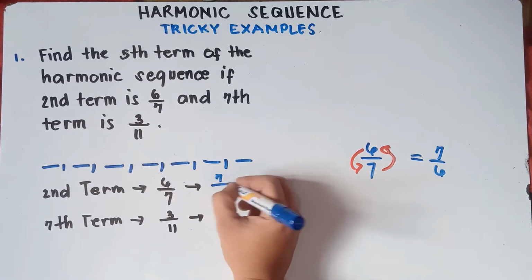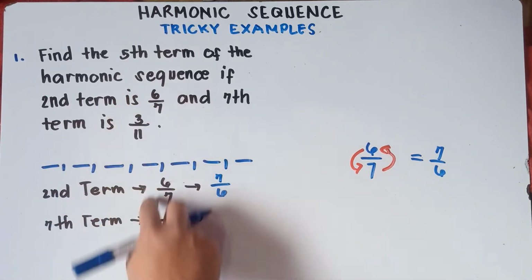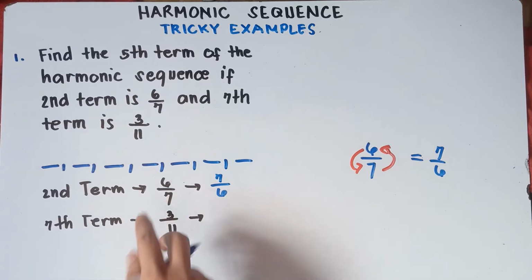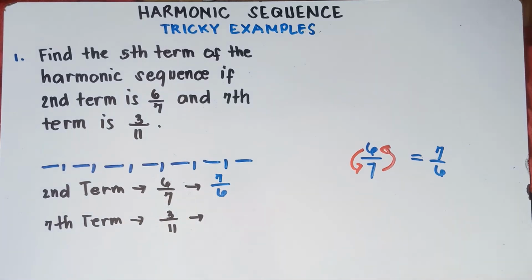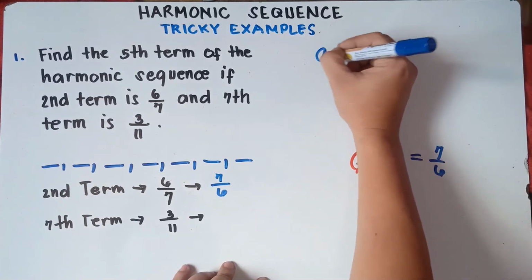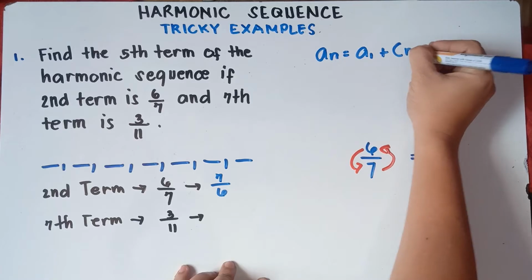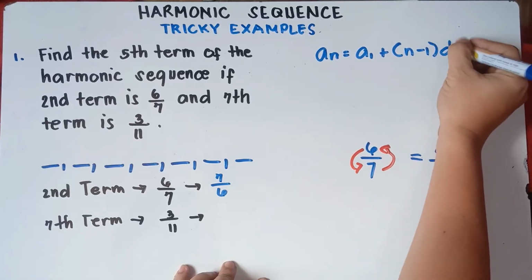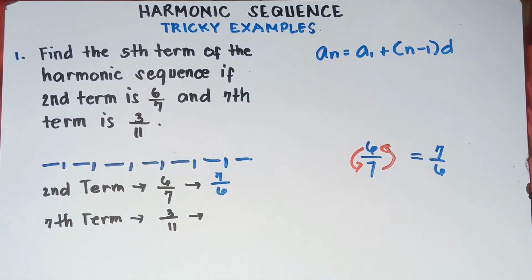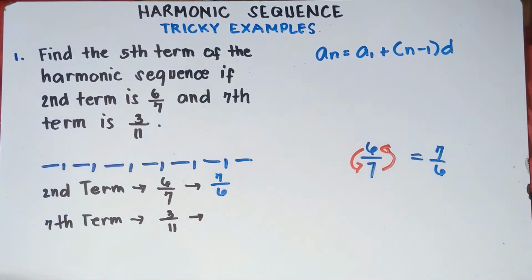Sir, why do we need to convert this harmonic sequence into an arithmetic sequence? It's because, class, we are using the arithmetic sequence formula to find the common difference. What would be the formula, sir? That would be a sub n equals the first term plus n minus 1 times the common difference. That's the formula, class, of the arithmetic sequence, and we need to find the common difference.